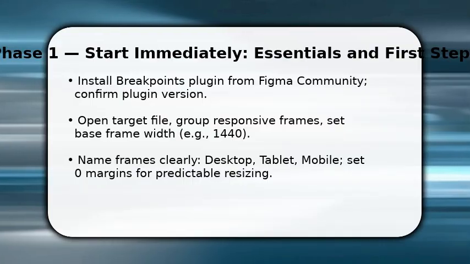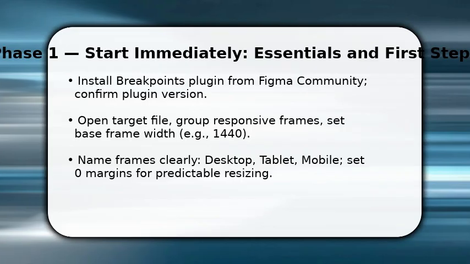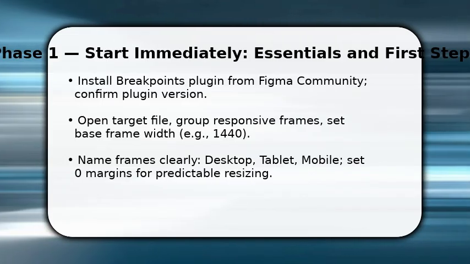You already have Figma open. Install the Breakpoints plugin and pin it. Once installed, open the file you will convert, then create 3 named frames: desktop, tablet, mobile. Next, set the base frame width, for example 1440 for desktop, and remove extra margins so constraints behave predictably.